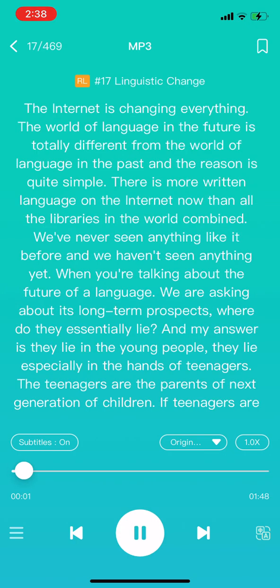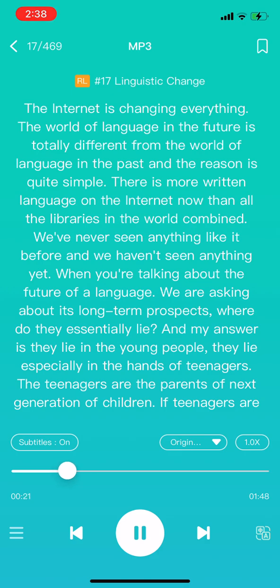The internet is changing everything. The world of language in the future is totally different from the world of language in the past. And the reason is quite simple. There is more written language on the internet now than in all the libraries of the world combined. We've never seen anything like it before, and we haven't seen anything yet.